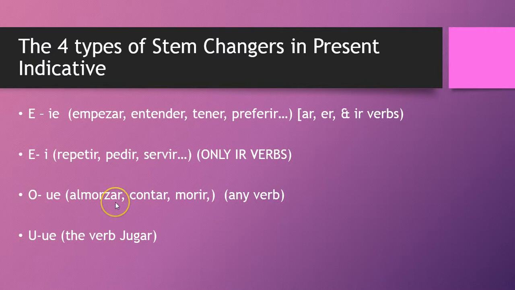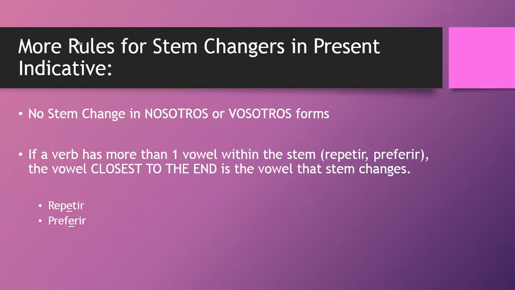It doesn't matter what the endings are. It could be AR, ER, IR. If you know that it is stem changing and there's an O in the stem, then it's going to change O to UE. And then the last category is a U to UE, but the only verb that's in that category is the verb jugar. Let's keep going.